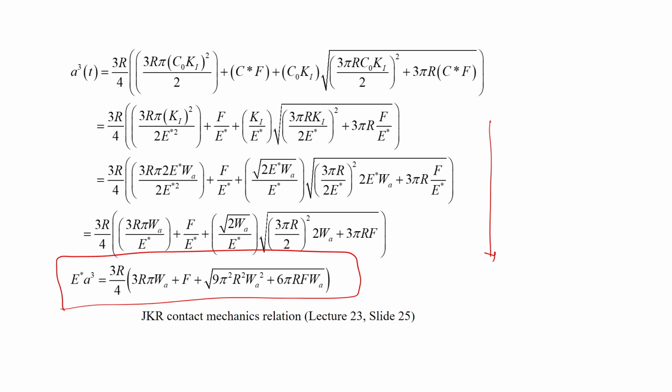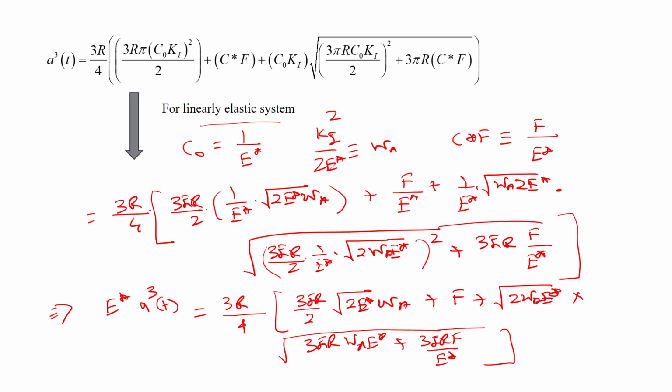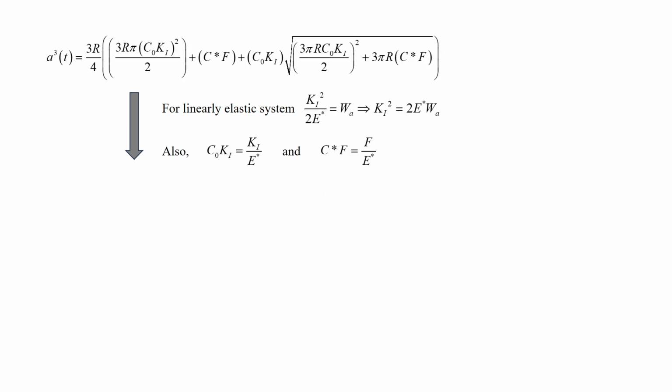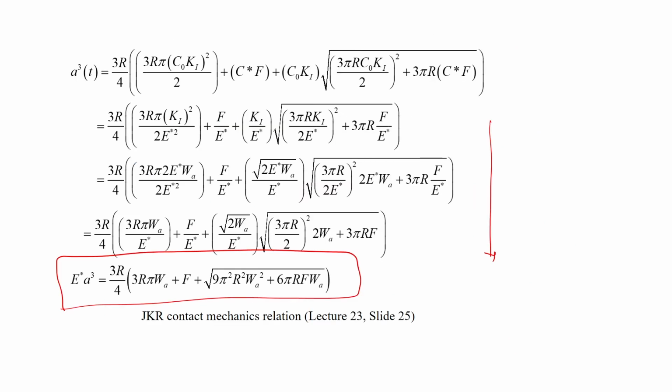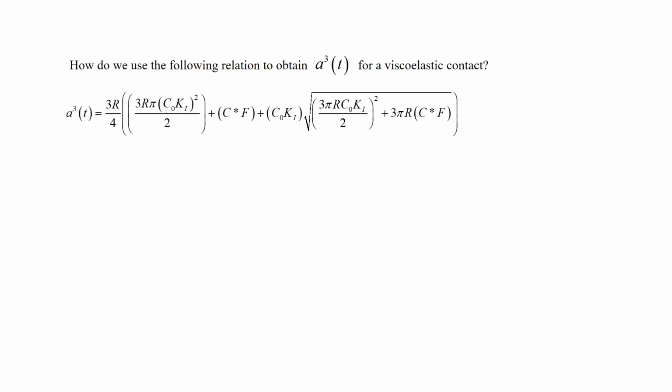So this is actually this JKR equation that we have. What I mean to say is that this relation we now have is a more general form, which is applicable for both viscoelastic and elastic systems, but over here we can easily get this JKR relation. Now the question is, what do I do as far as this viscoelasticity is concerned?